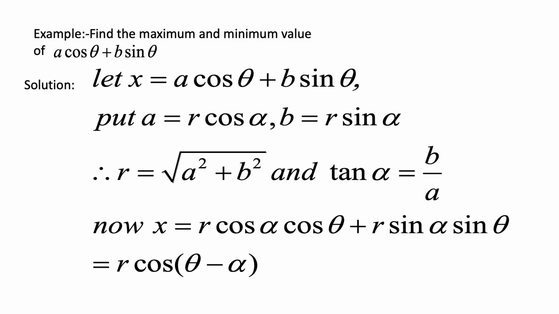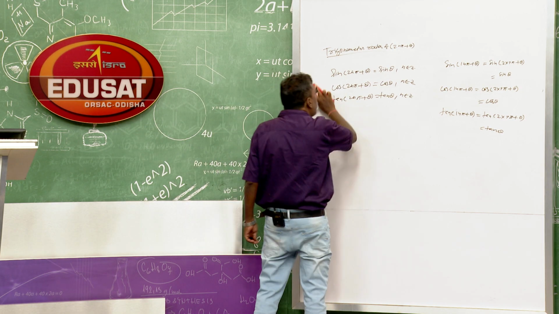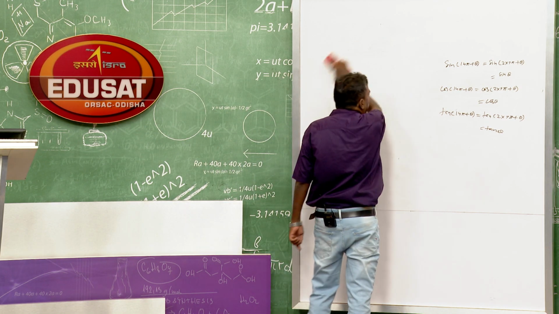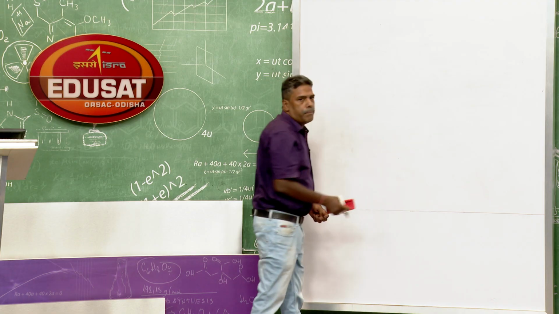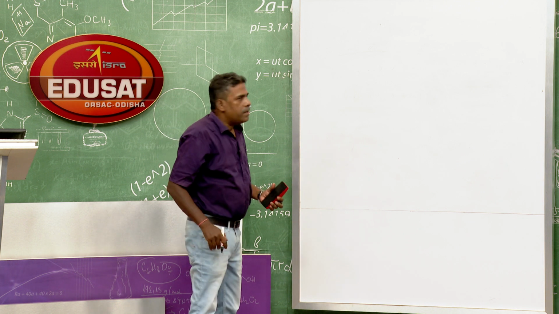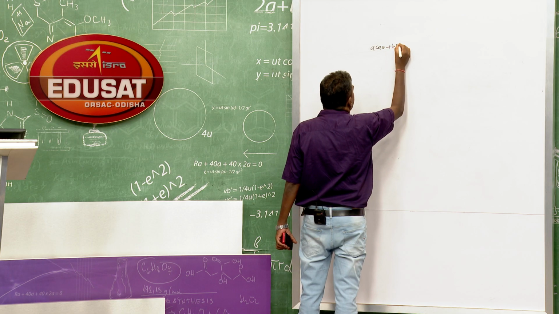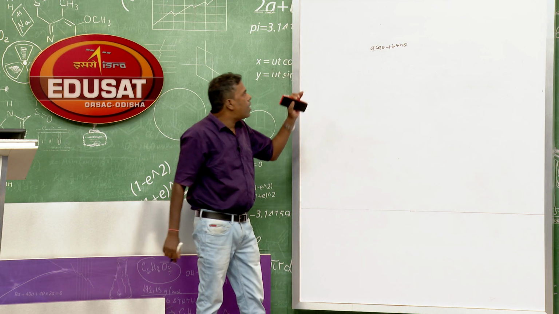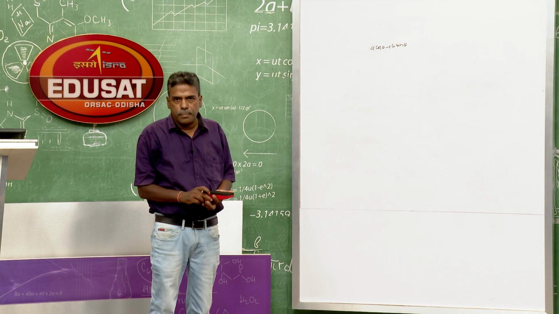Then, next example: find the maximum and minimum value of a cos theta plus b sin theta. So, what is the maximum value of a cos theta plus b sin theta, and what will be the minimum value of a cos theta plus b sin theta?